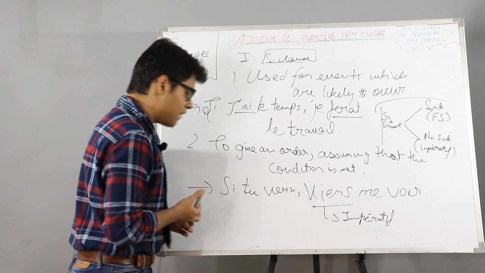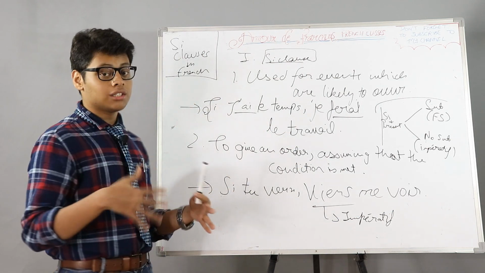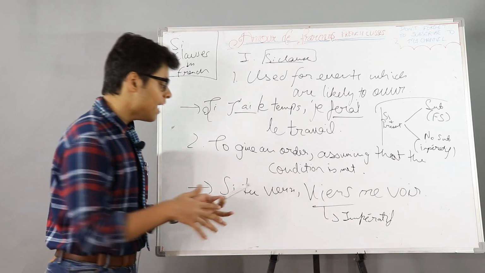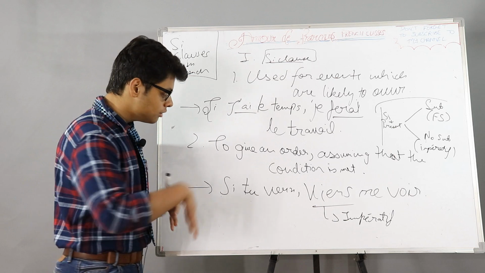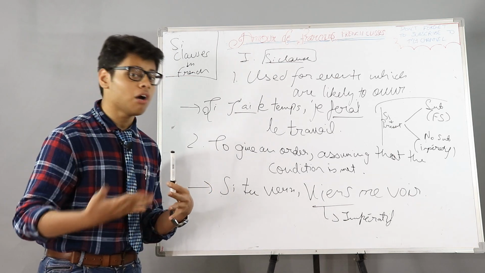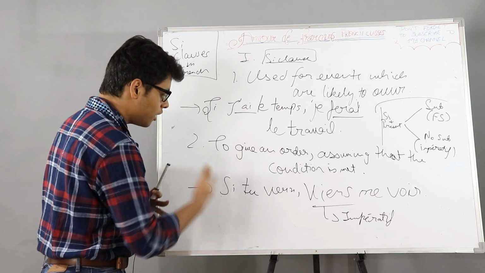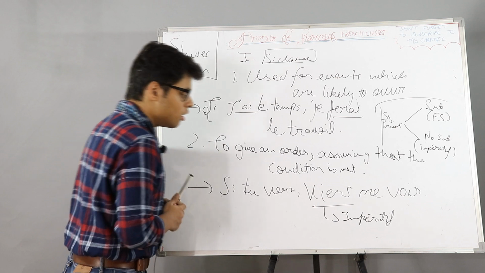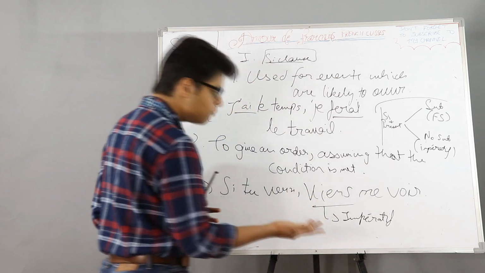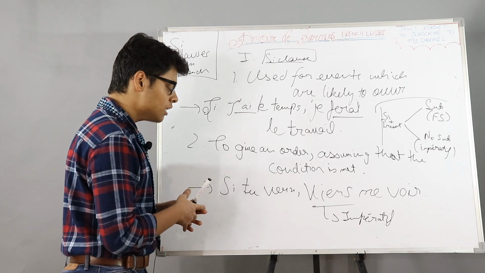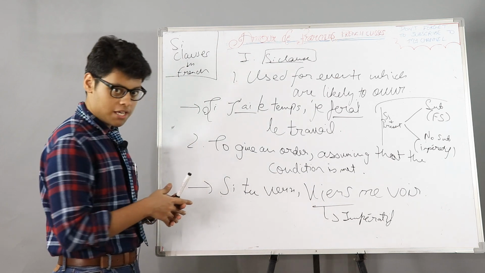So imperative, like "si plus present" is imperative also when it's an order. It is assumed that the condition is met and there is no subject. So, "si tu veux", if you want. Veux is the present tense conjugation of the verb vouloir, which means to want. "Si tu veux, viens me voir", if you want, come to see me. Voir is to see, and me is the pronoun, me for me.